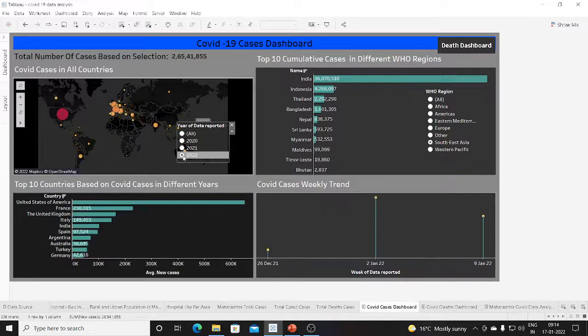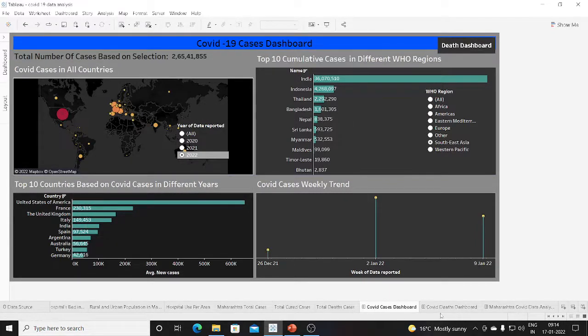But in 2022 we don't have much data, so this graph is not giving us much information, because today I am recording this video on 17 January 2022, and the data was up to 14th January 2022. So you can understand that we don't have much data to analyze right now, the trend data actually. Based on the historical data, you can see the United States of America again at the top, but India is now in the fifth position, and France in the second position. Now let's go to the death dashboard.